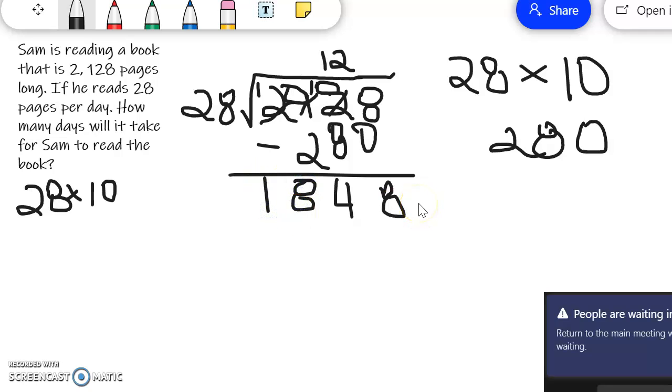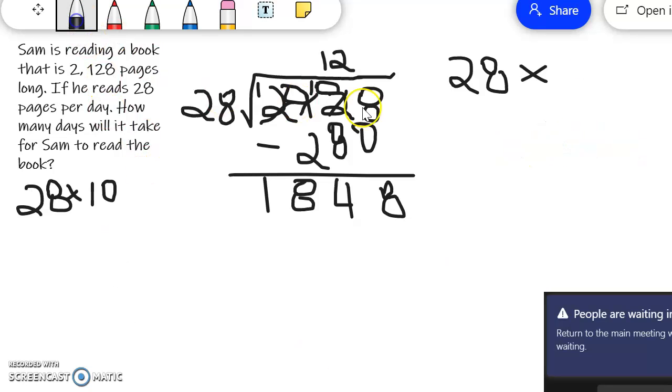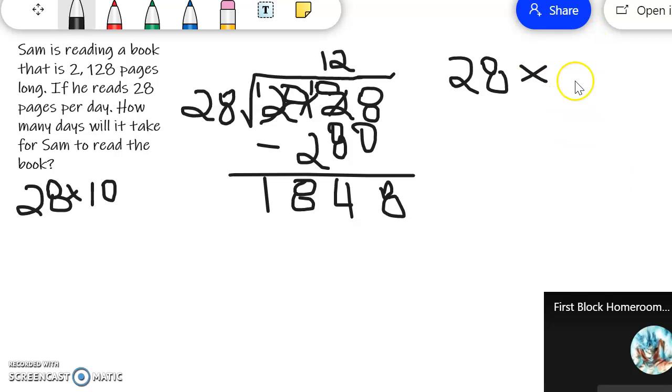Okay, so I'm multiplying kind of small. I want to increase my numbers, right? I want to go with a bigger number. So let me try. Well, if I do 100, that's going to be 2,800. Remember, that's going to be 2,800, and 2,800 is bigger than 1,848. So let's try 50.